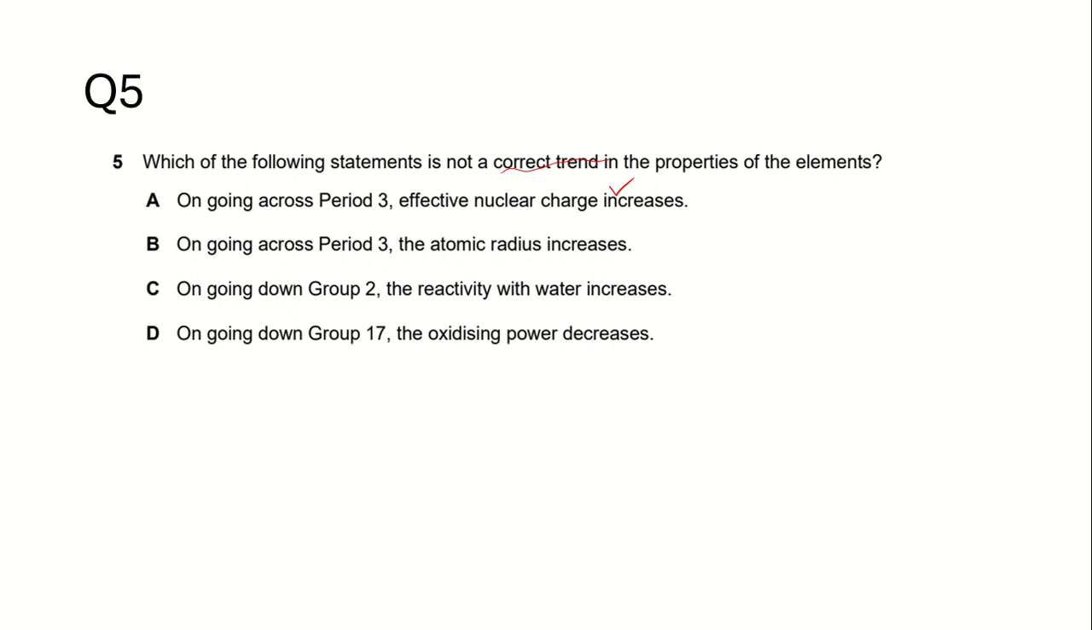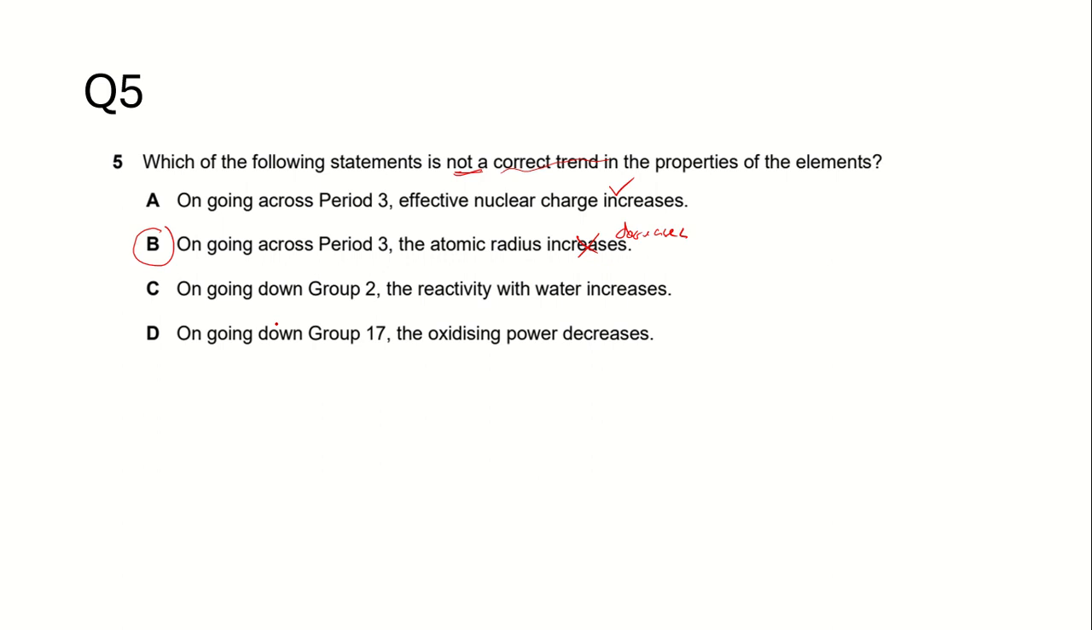Now, B, going across period 3, atomic radius increases. Across a period, proton number increases and effective nuclear charge increases. So the outermost or valence electrons will only get closer to the nucleus, because the number of protons inside the nucleus is increasing. With more positively charged particles in the nucleus, electrons are attracted more to the nucleus, so the size will decrease. So this is wrong. They say not a correct trend, so B is the answer.